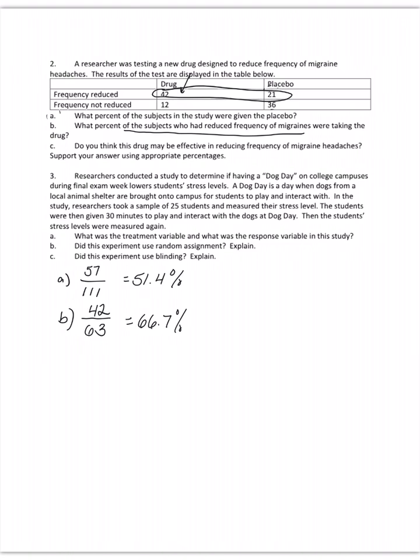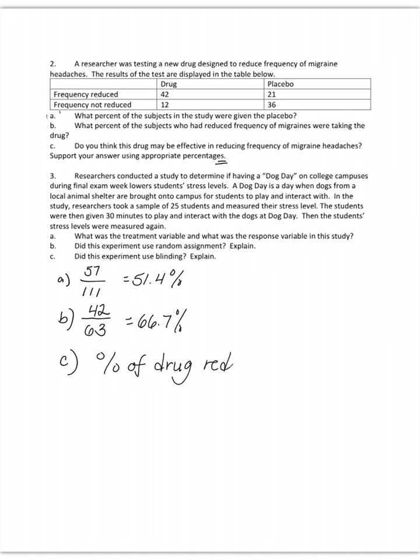For C, it says, do you think this drug might be effective in reducing frequency of migraine headaches? But then you were directed specifically to support your answer using appropriate percentages. So just a tip off here, see how that has an S on the end? That means you should be comparing more than one percentage. And so to do that problem, what we want to do is take the percent of the drug who had reduced migraines, and compare it with the percent of the placebo who had reduced migraines.